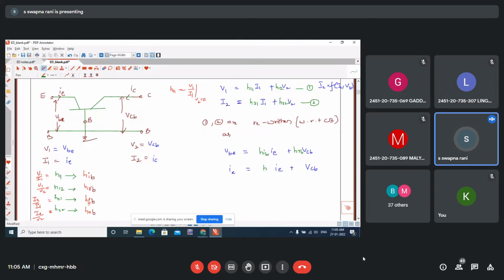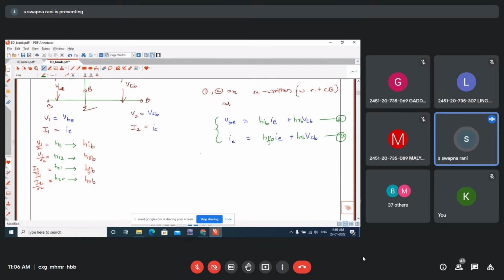So these are the two equations pertaining to the common base configuration. Now these are the two equations of common base configuration. So HFB and HOB. Now how to draw the model? So the model is very same. The model is similar to the previous one. The model and the components are same, right?